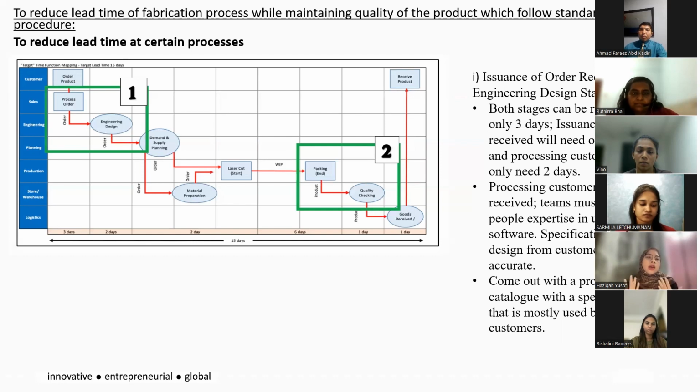As suggested, we can also come up with product catalogs with the specific designs that are most usually ordered by our customers, so that when a customer comes to us with a purchase order, we can just pass the product catalog to the customer, and they can choose from there, so that we can reduce the lead time in the designing process. Next.